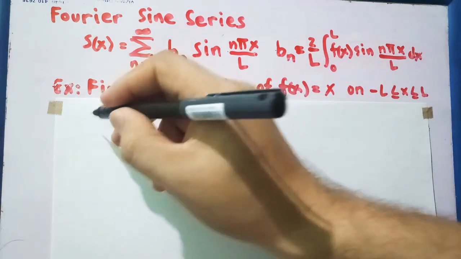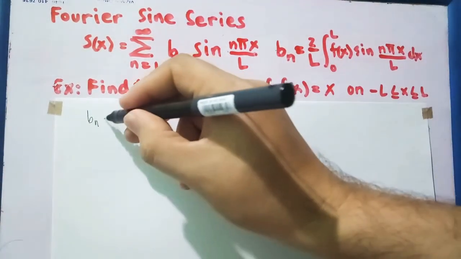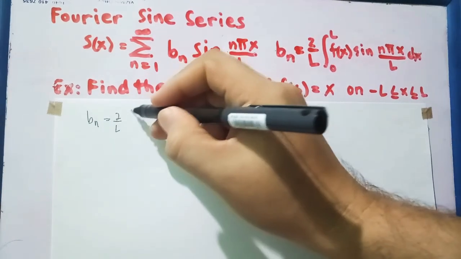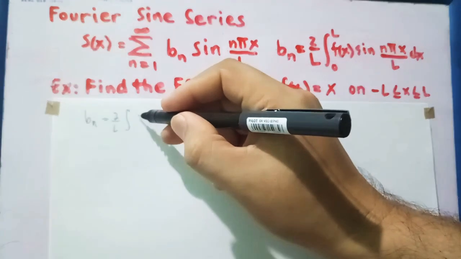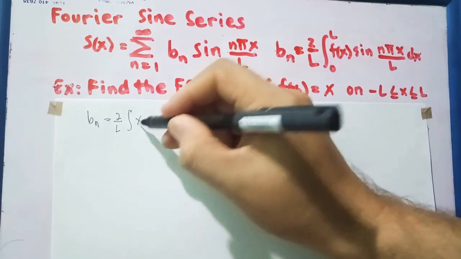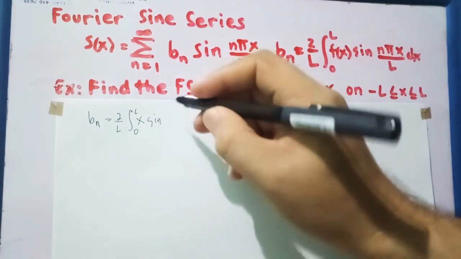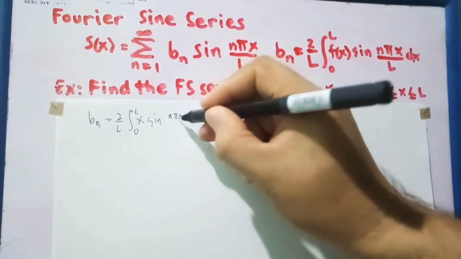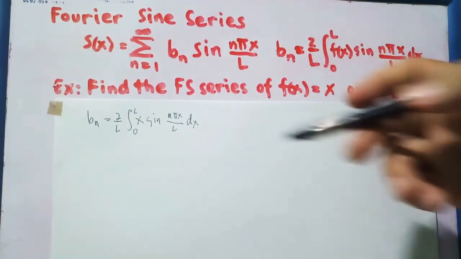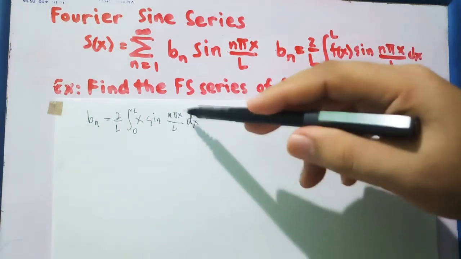So b sub n, you write here b sub n. b sub n is equivalent to 2 over L. I will rewrite this one first. 2 over L, the integral of our function, which I will write directly as x, with limits from 0 to L, and then we have sine of n pi x over L dx.